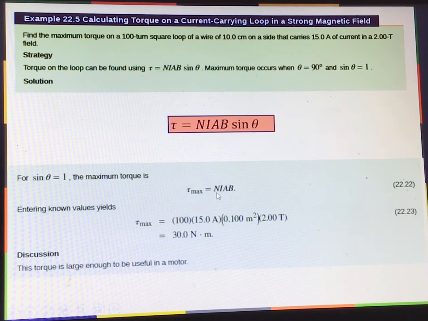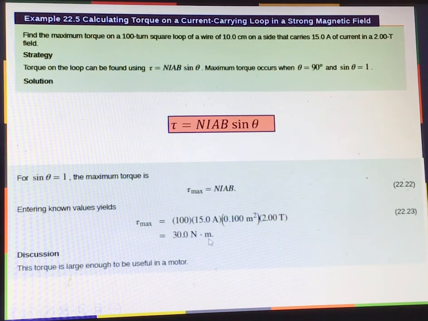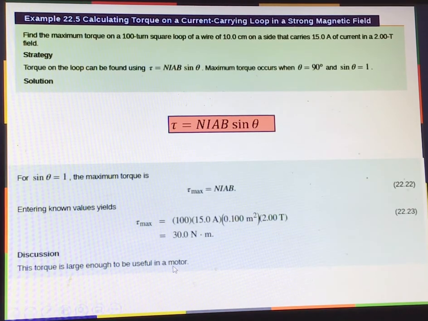So in this equation, N is just the number of turns, I is the current, A is the area, and B is the strength of the magnetic field. And so if I plug everything into this equation, I end up with a torque that is given by 30.0 Newton meters. So this is a large enough torque that can be useful to generate mechanical energy from the electrical energy.